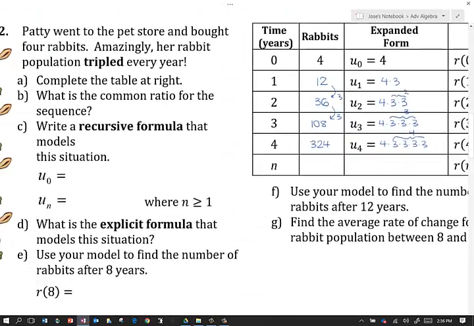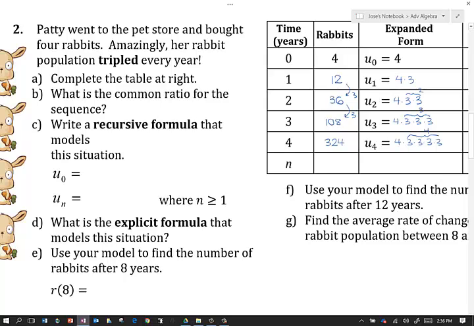So, okay. The common ratio for her is 3. What happens here is that the starting value was 4, and to find a term, you have to multiply the term before by 3. That's the reason that this is geometric. There is a common ratio of 3.